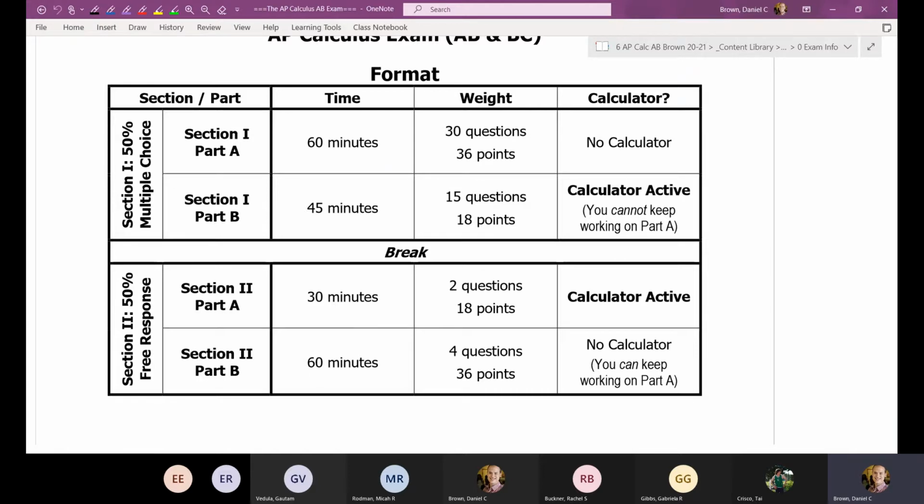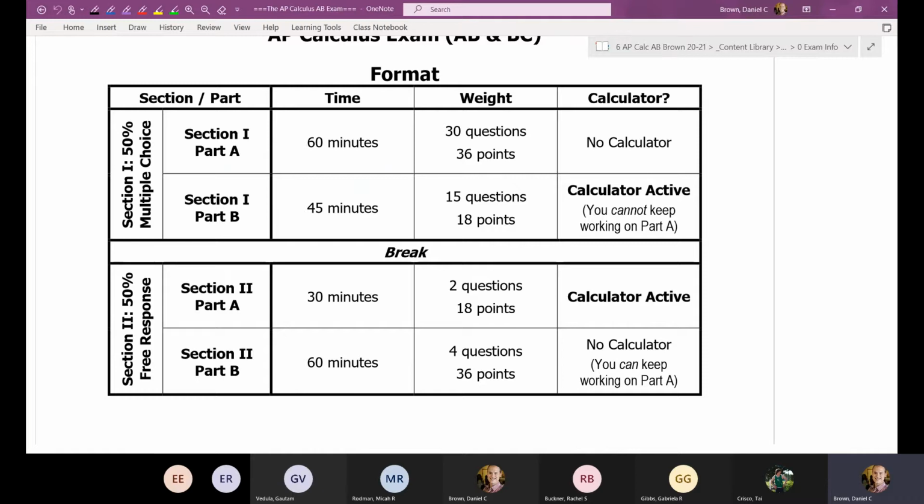Then you will have your breaks. That's going to be like the restroom break, stand up, walk around, break. And then you're going to move into section 2, which is divided again into 2 parts. It is going to be done a little bit differently. When you first start, you're going to have your calculator with you still. And you will have 30 minutes to do 2 free response questions.